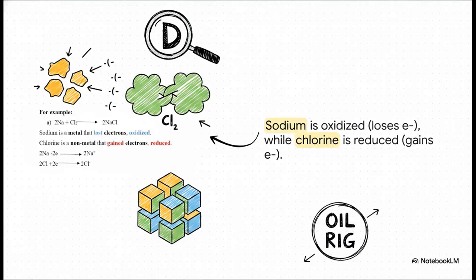Let's put on our detective hats and apply this to a real-world scenario, making table salt from sodium and chlorine. If we follow the money, or, the electrons, we can clearly see the sodium metal losing electrons to become a positive ion. So it's getting oxidized. Meanwhile, the nonmetal chlorine happily scoops up those exact same electrons to become a negative ion, meaning it's reduced. Loss is oxidation, gain is reduction. Boom! Oil rig in action.